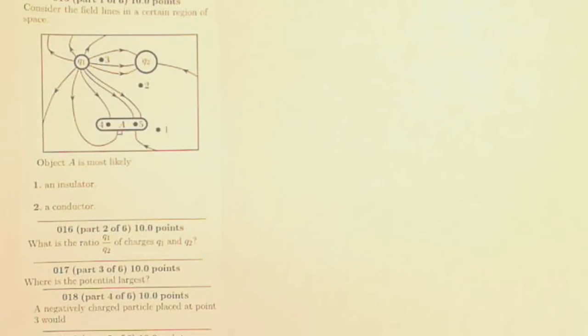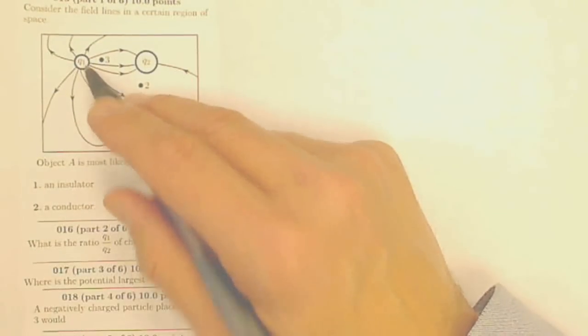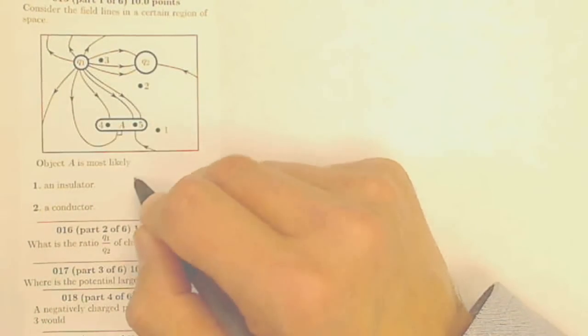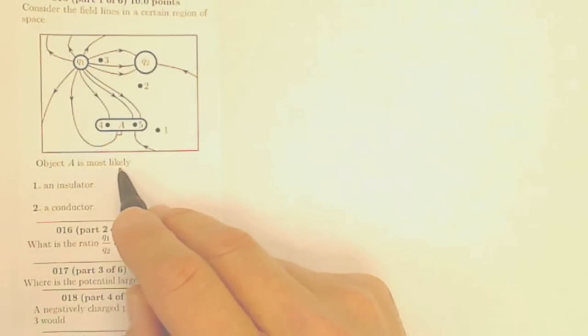All based upon this picture right here. This gives you two charges. It gives you some object A over here. And the first question says object A is most likely.